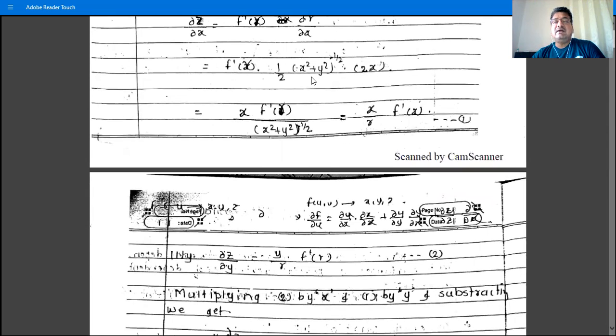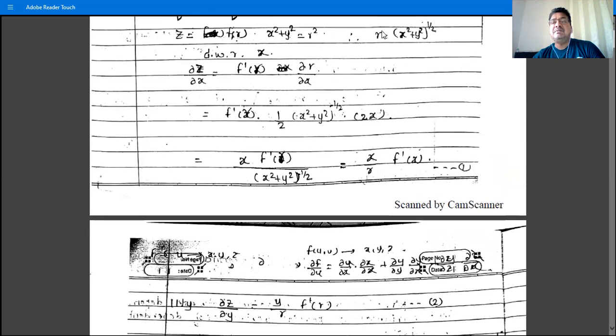That is, we have 2 to get cancelled. x f dash r divided by (x square plus y square) raised to half. That is x by r. x square plus y square raised to half means r. So x by r f dash r. Right here, r f dash r. This is 1.